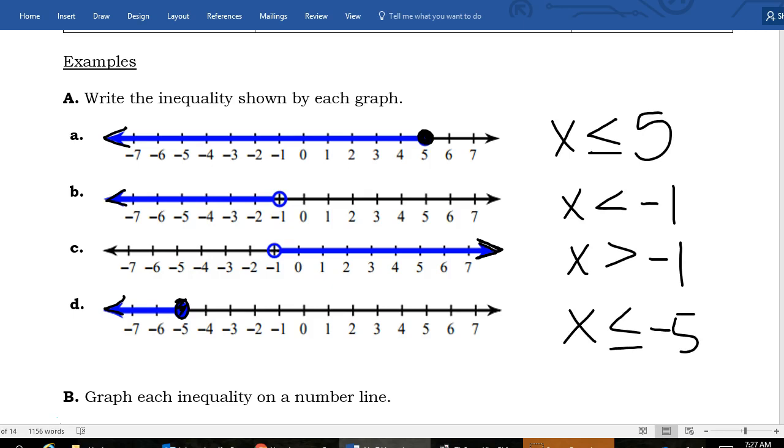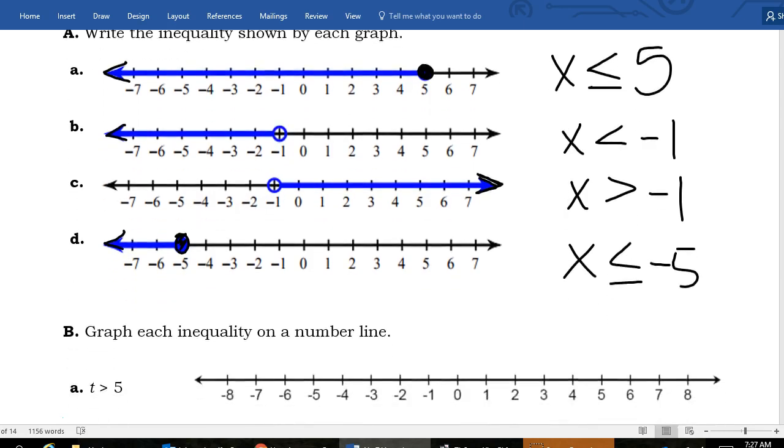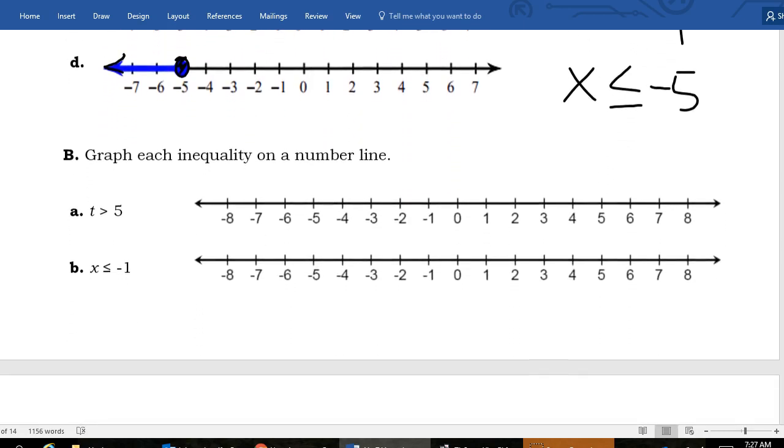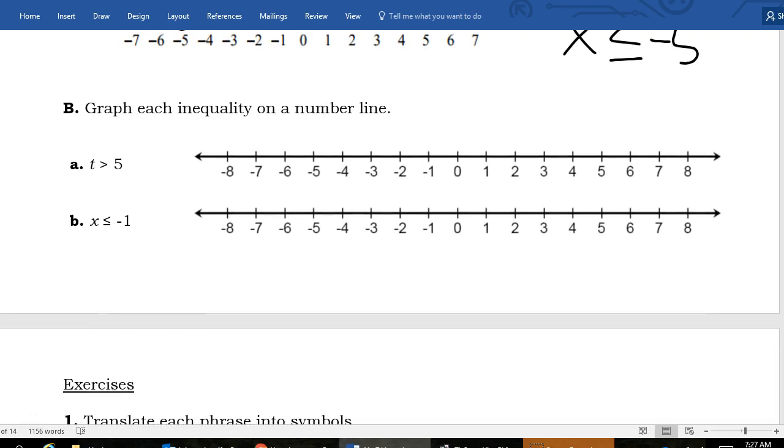Example B. Graph each inequality on a number line. So we're going to do the reverse. We're going to circle the number that's indicated, and then we're going to shade either left or right.